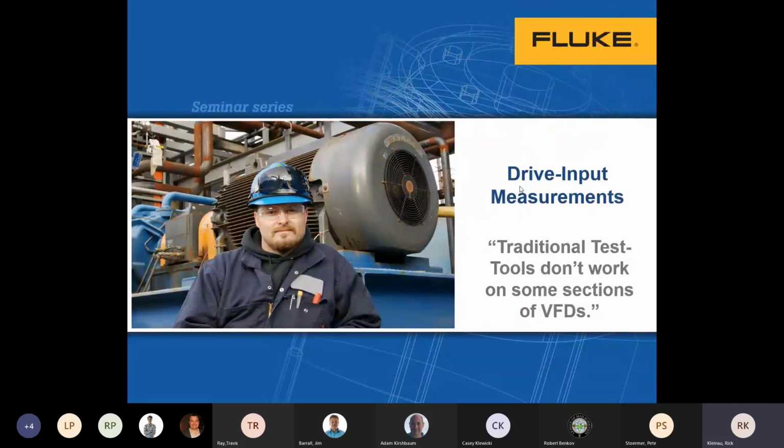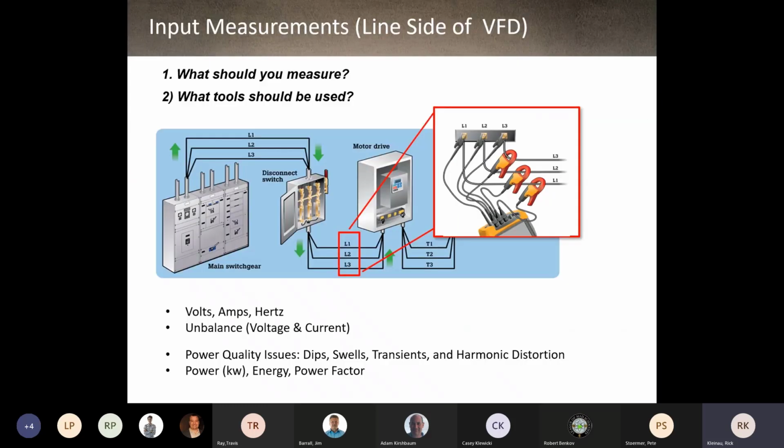But again, I want to begin with making a few measurements on the input side of a drive. I want you not to miss the importance of just the everyday tools, voltmeters, clamp meters, and having the right specs to get the right numbers here. But if I ask you then on the input side of the drive, on the line side, what are you going to measure and what kind of tools do you use?